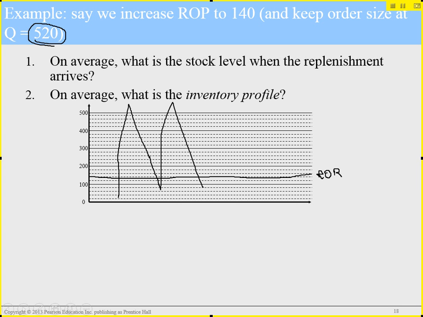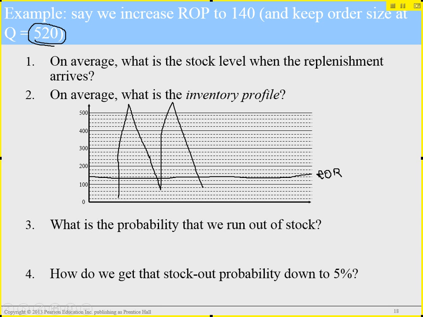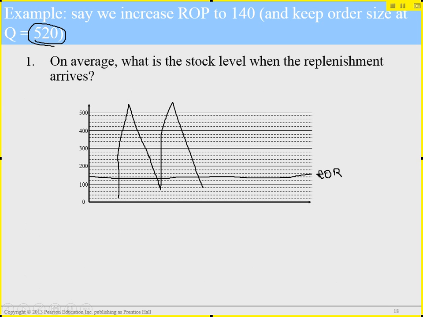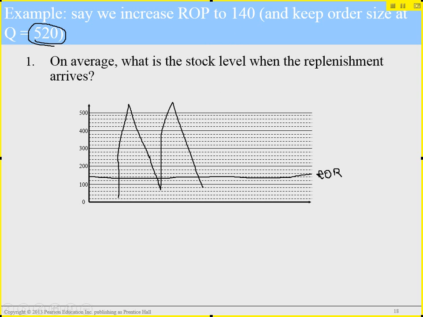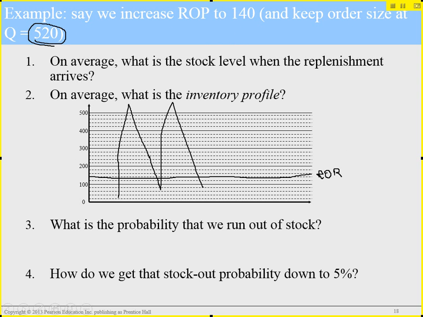And so we would want to say, on average, what's the stock level when the replenishment arrives? And on average, what's that inventory profile look like? And what's the probability that we're going to run out of stock? And how do we get that stock probability down to 5%? That's almost just a reverse of the questions that we looked at here. How do we get the service level up to 95% versus how do we get the stock outs less than 5%? That's the same question. Do you all see that?